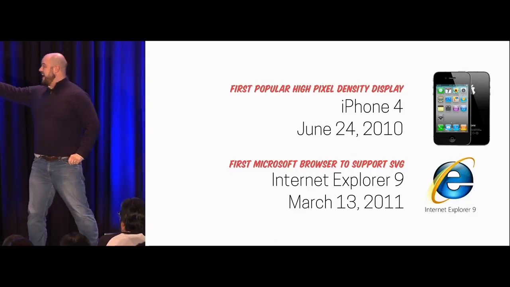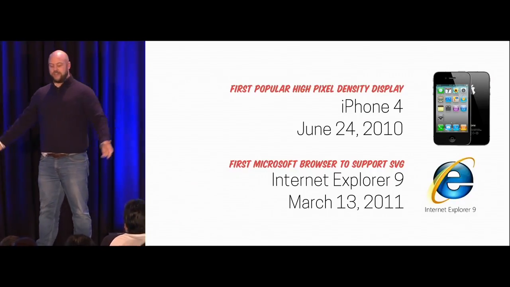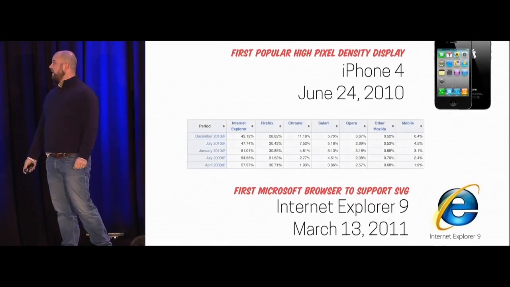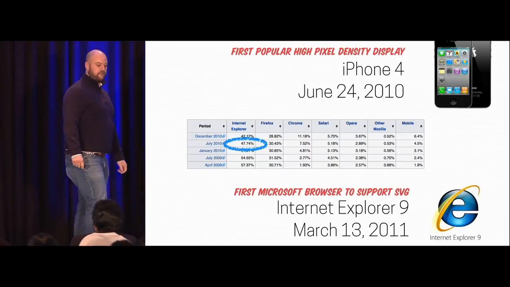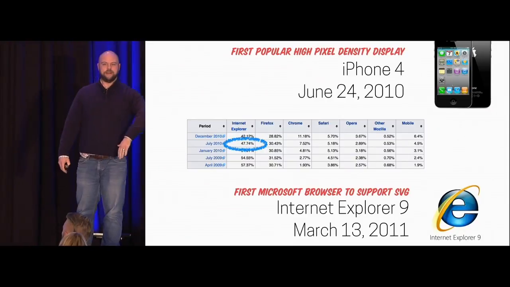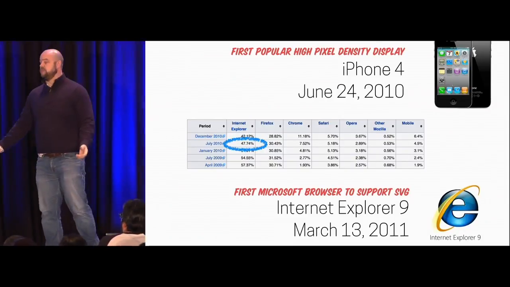Anyway, that day, IE8 was the browser of the world. That was the predominant browser. In fact, IE8 had at the time about half of all market share of all browsers. It was kind of going down at the time, but it wasn't until 9 months later that the first version of a Microsoft browser supported SVG at all.